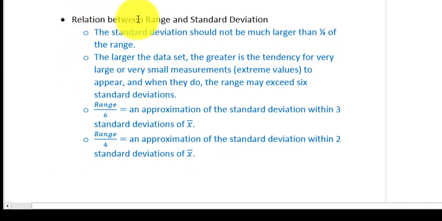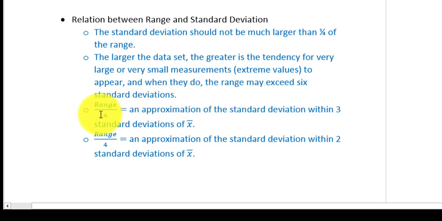So the relation between range and standard deviation, we can discuss that next. The standard deviation should not be much larger than 1/4 of the range. The larger the data set, the greater the tendency for very large or very small measurements. These are the extreme values to appear. When they do, the range may exceed 6 standard deviations.